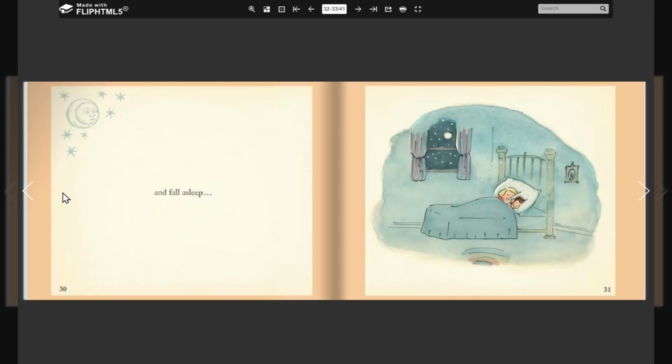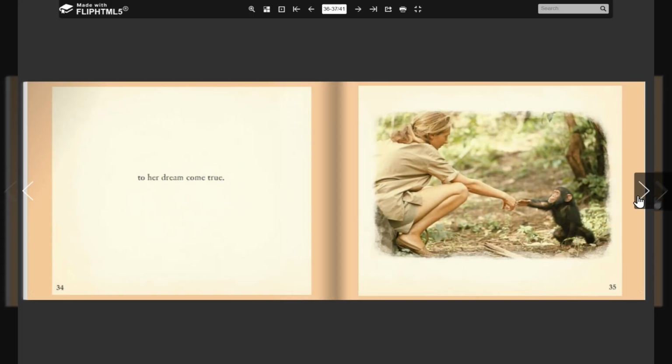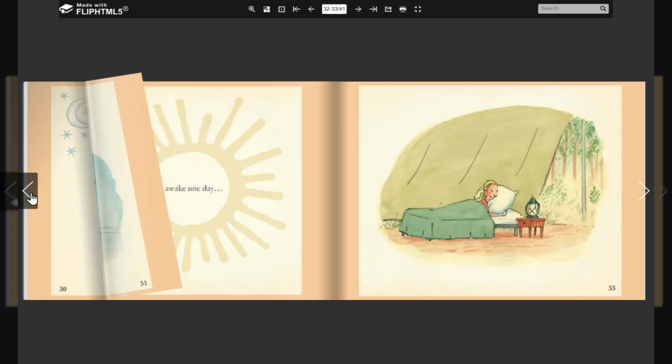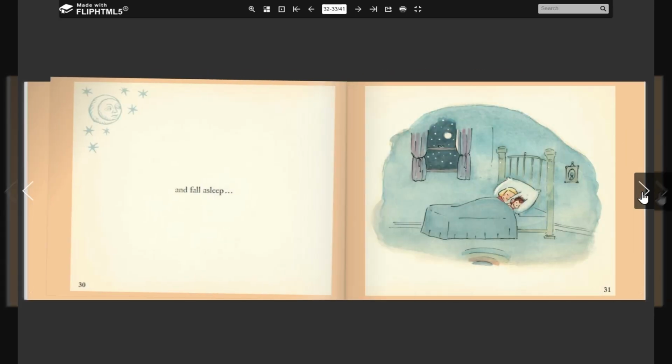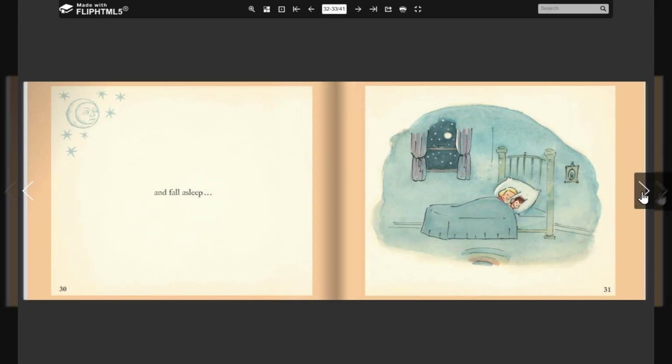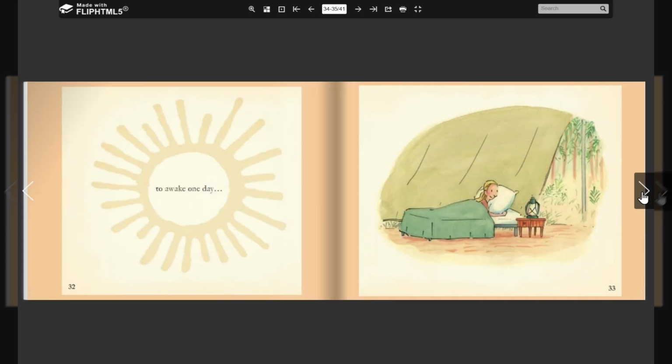Looking at these pages 30, 31, 32, 33, 34, and 35, what did you learn about Jane by looking at the author's illustrations and the photographs of Jane? Oops, wrong page. What did you learn about Jane by looking at the illustrations and the photographs of Jane?